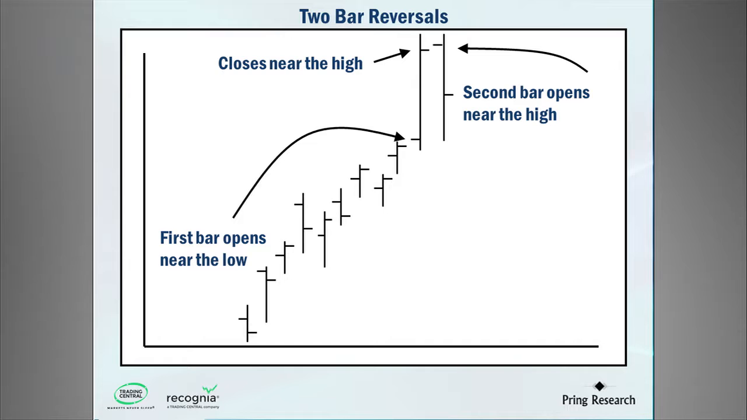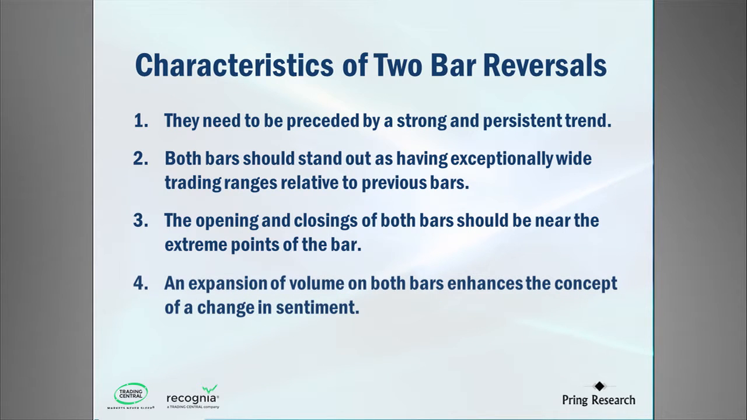However, by the end of the bar, prices close towards their lows. Thus, everyone who holds a position and has bought during the formation of the bar is going home with a loss. It's important to reflect on the total and unexpected change in sentiment that's taken place. Longs are locked in at tops and shorts at two-bar reversal bottoms. An expansion of volume on both bars enhances the concept of a change in sentiment.